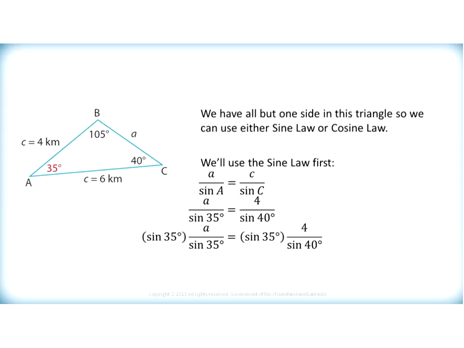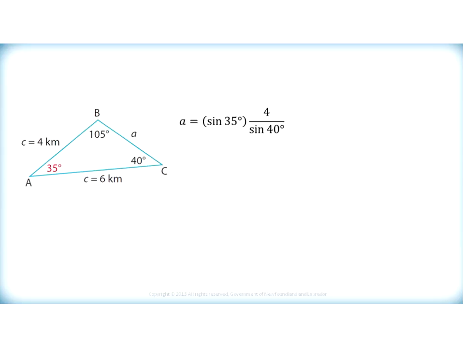Okay, and when I do that, I end up with A is equal to sine 35 times 4 over sine 40. Okay, so I put this into my calculator exactly as it's written, or in some cases you put in the angle first, then hit the sine button. Hopefully at this point you're comfortable with how your personal calculator works when you're doing a problem such as this. And we find that A is equal to 3.6, and that's in kilometers, of course. So A is equal to 3.6 kilometers.